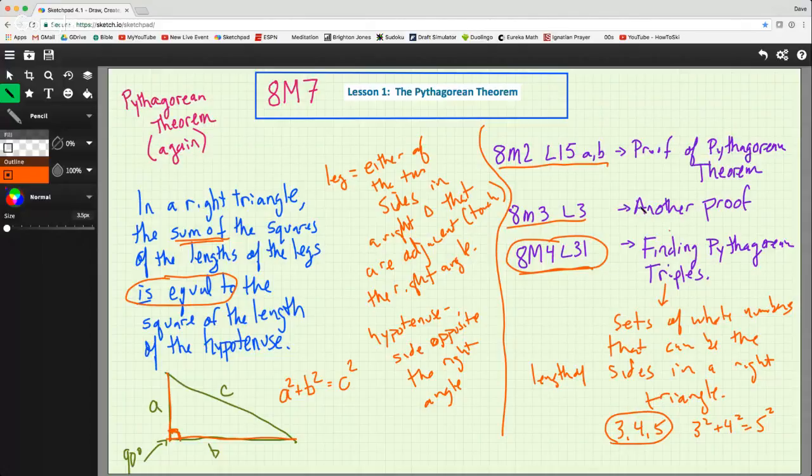Okay, this lesson though is all about reviewing the Pythagorean theorem, making sure you know how to use it, then also finding the cases where we don't have whole numbers for sides, how to estimate the length of the final side. So we're going to go through those two things today. Review of the Pythagorean theorem with whole numbers, and then for right triangles that don't have whole numbers for all of the sides, how to estimate the final side.